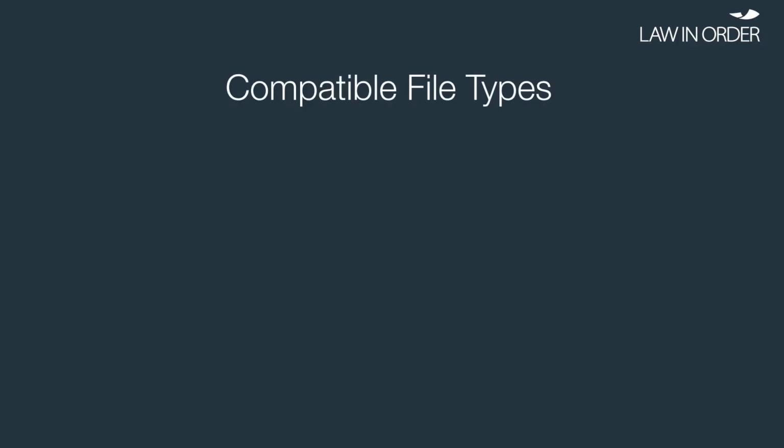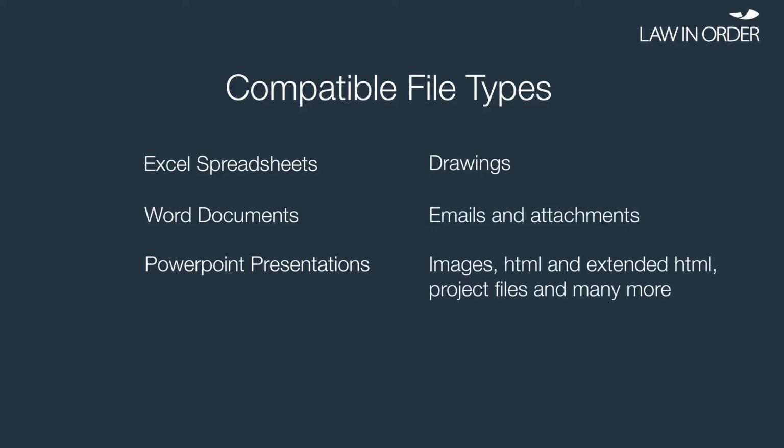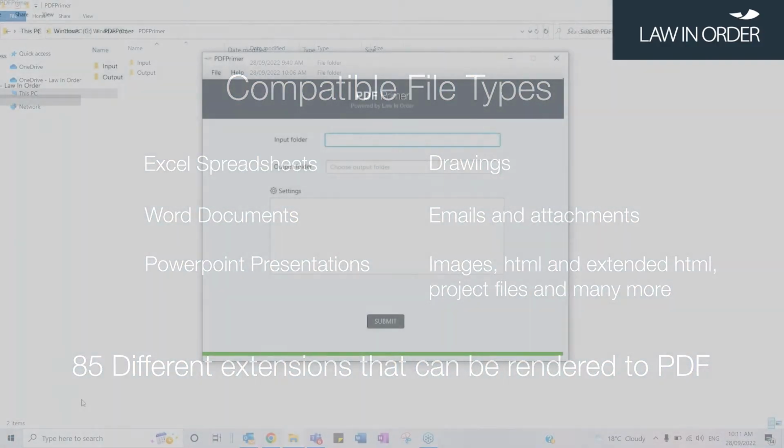Compatible file types. The PDFPrimer can render spreadsheets, Word documents, PowerPoint presentations, drawings such as maps or plans, and emails and their attachments. The PDFPrimer supports 85 different extensions that can be rendered to PDF. Let's have a more comprehensive look at the settings for each of these.